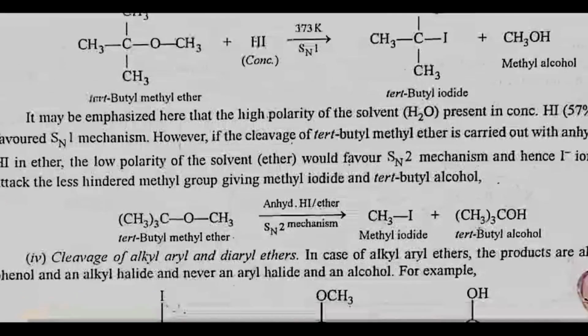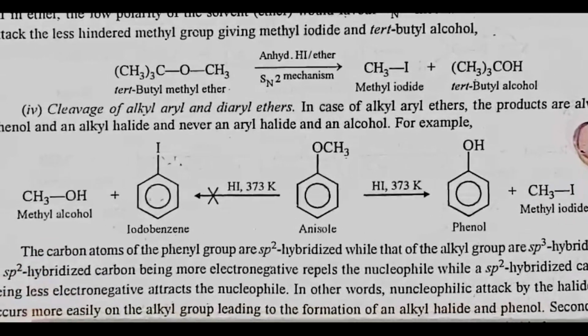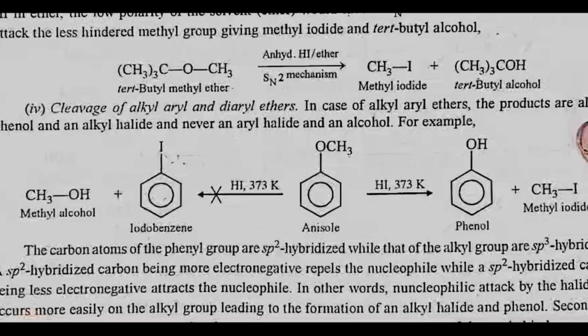Fourth, cleavage of alkyl aryl or diaryl ethers. In case of the alkyl aryl ethers, the products are always phenol and an alkyl halide and never an aryl halide and an alcohol. For example, anisole with HI at 373 Kelvin gives phenol plus methyl iodide and not methyl alcohol plus iodobenzene.